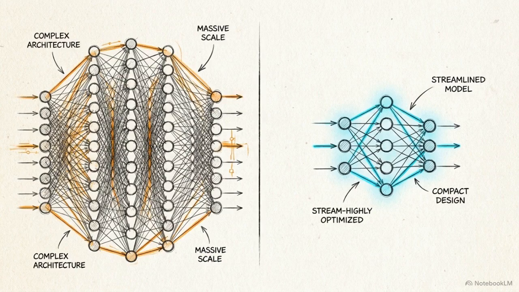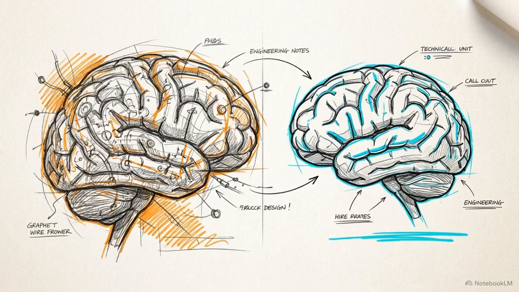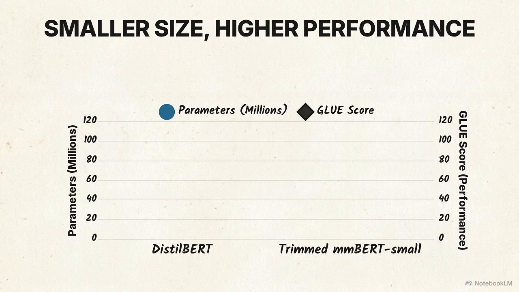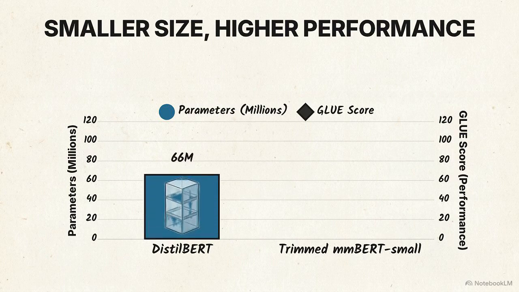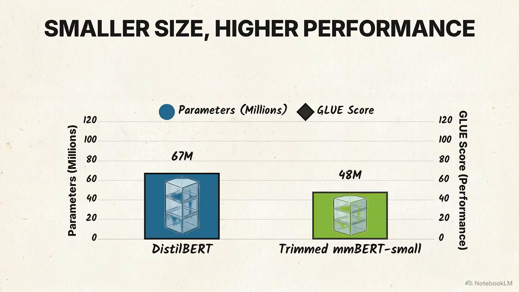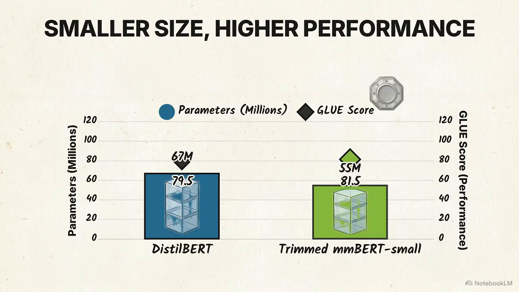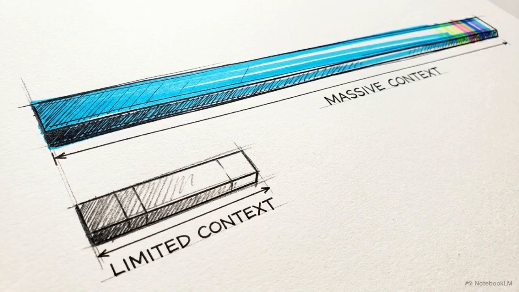When the architecture does allow for it, trimming competes directly with complex distillation methods. We can test this by pitting DistillBERT against a surgically trimmed version of MMBERT Small. This chart displays parameter counts for both models. DistillBERT requires 67 million. The trimmed MMBERT Small needs only 54.8 million. Adding performance scores, the trimmed model outperforms the distilled version on the GLUE benchmark, scoring 81.5 against DistillBERT's 79.5. The trimmed model also processes a significantly larger context window, handling 8,192 tokens compared to DistillBERT's 512.